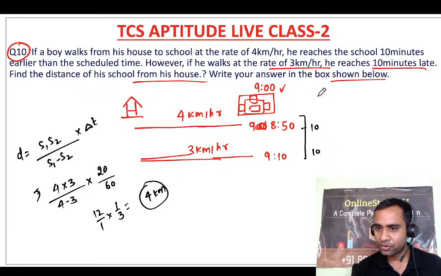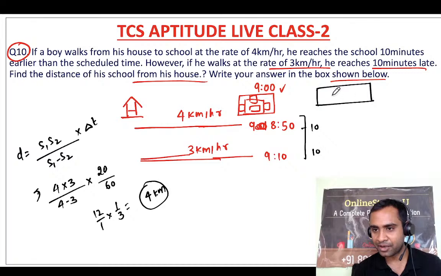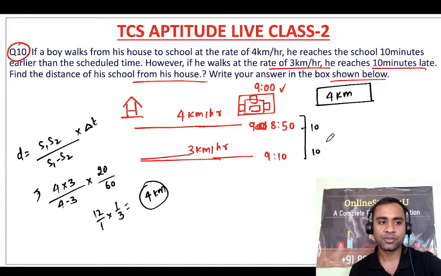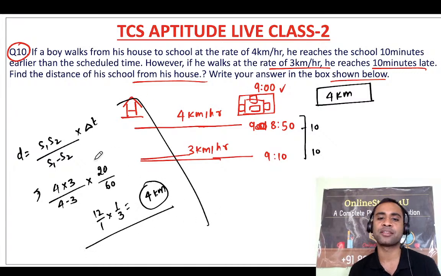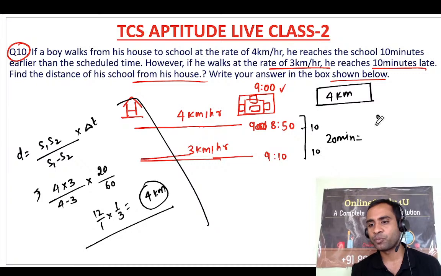So 4 kilometer will be the correct answer. There was a box and there you had to put our answer. So here we have used the formula S1 S2 divided by S1 minus S2 into delta T, and then we got this answer. It was 20 minutes, so I converted it to hours. If you want to convert minutes to hours, divide by 60, right?